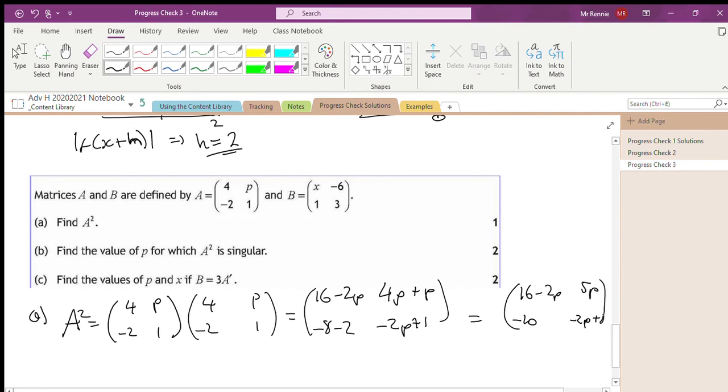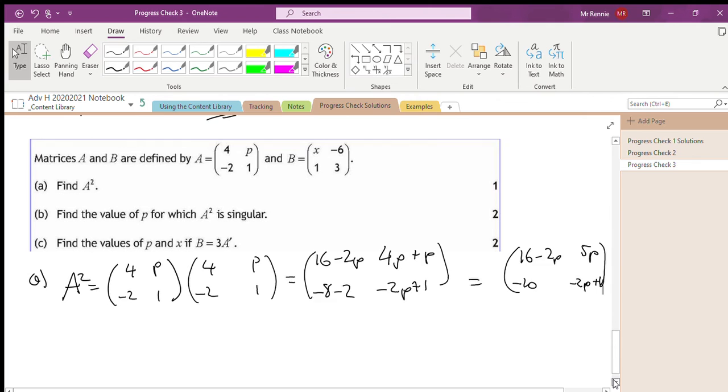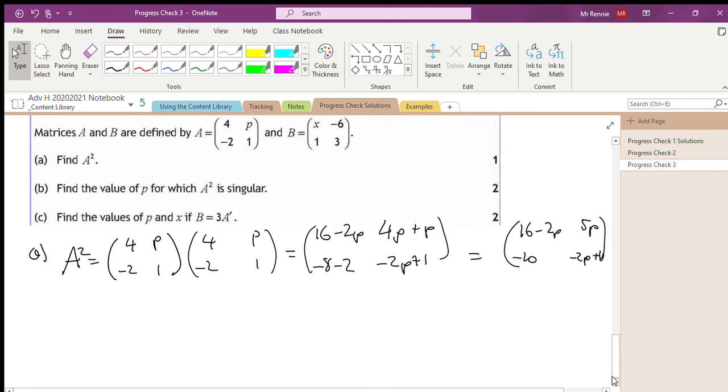Okay, try and make that a bit more obvious, plus 1 for A squared. So that's 1 mark there. Okay, so now after we've got A squared, we can now go forward with the rest.